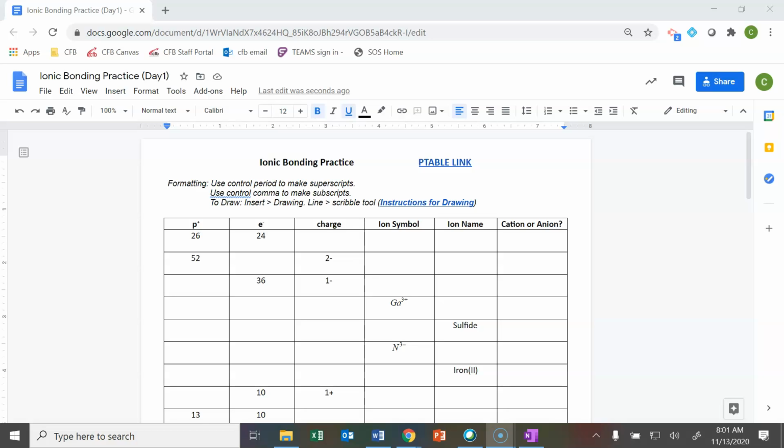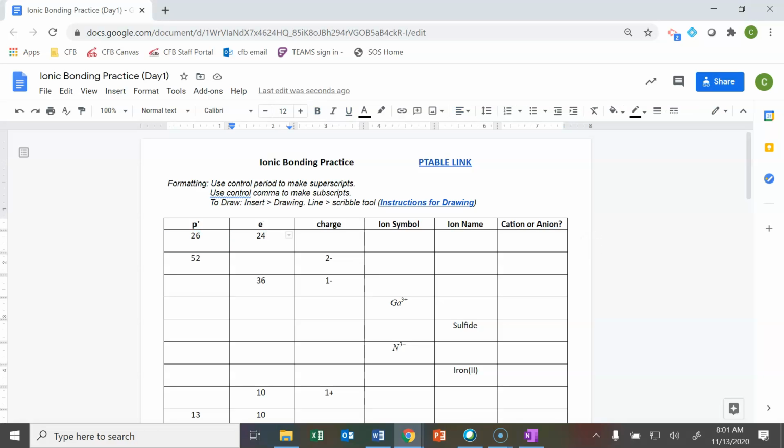Hey class, I just wanted to do a few of these examples for you just in case you're not quite sure how to get started. The very first thing that I want to notice is what I have in this table. So what information do I have? In this case, what I have is the number of protons and the number of electrons.